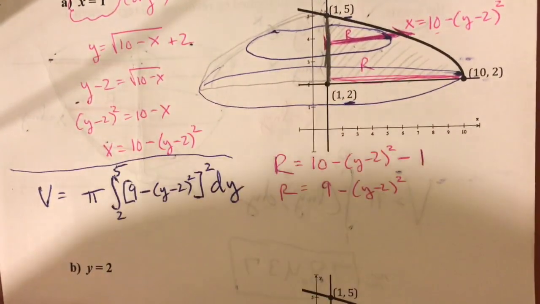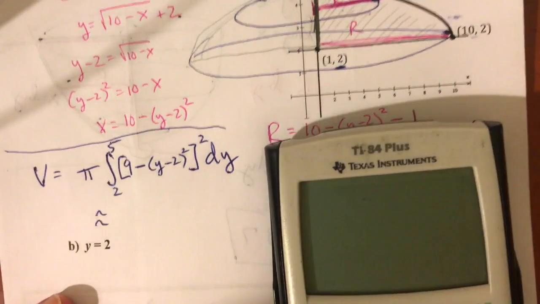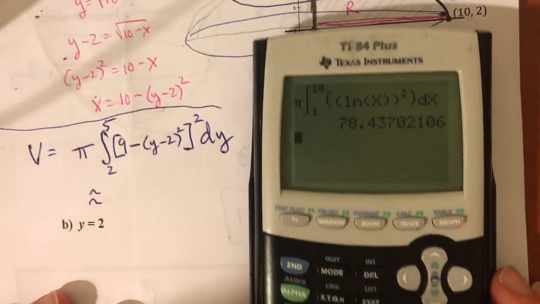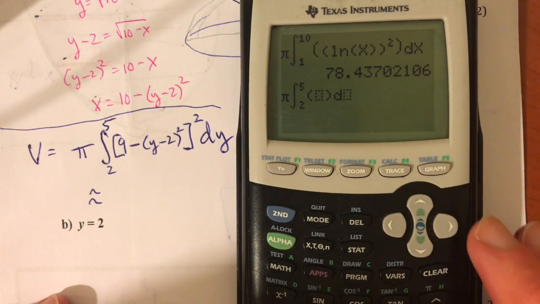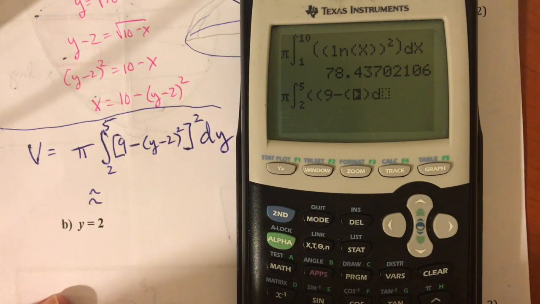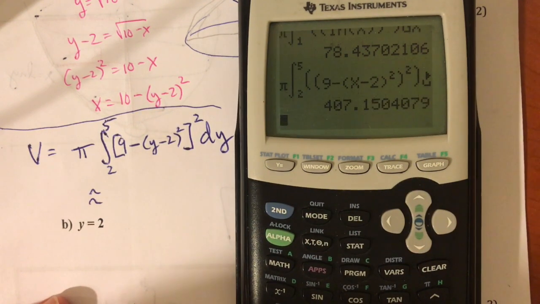Squared, dy. Don't forget that differential. And let's go get it now. Okay, so pi math 9 from 2 to 5. New set of parentheses, 9 minus new set of parentheses, x minus 2. Close that quantity, square the x minus 2, close the entire radius, square that entire radius, dx.